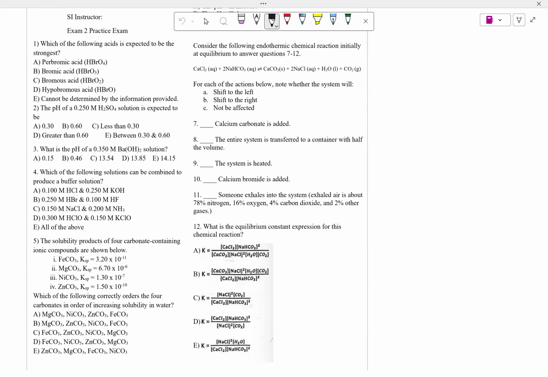Imagine 2060 is only one hydrogen, and 2030 is only two hydrogens. The reality is in between, right?